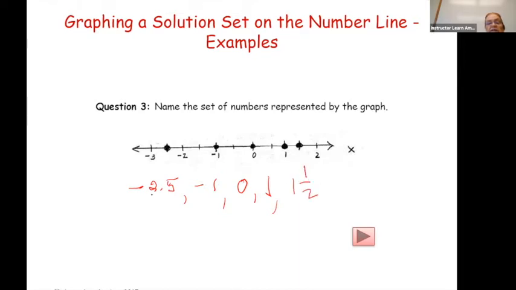Now you can denote this as -2.5 also if you wish. You could denote this one as 1.5 if you wish. All of those are correct and equivalent. You could even denote this as -5/2 and denote this as 3/2. They're all mathematically equivalent.